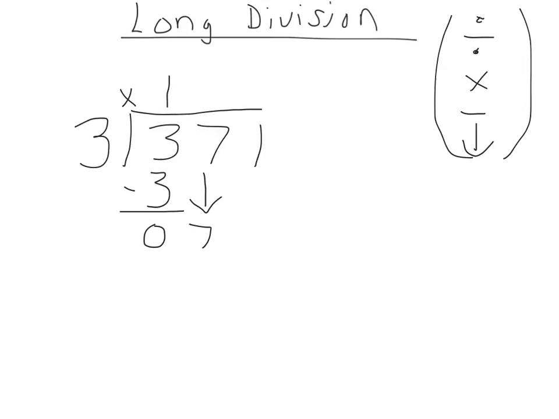3 goes into 7, how many times? 2 times. Good job, Mr. Hall. Now that answer came out of the top of his head, so it goes on top of the box. Now Mr. Hall is going to multiply back down, 2 times 3, and he's going to subtract. 6 from 7 is 1, and he's going to drop it like it's hot.